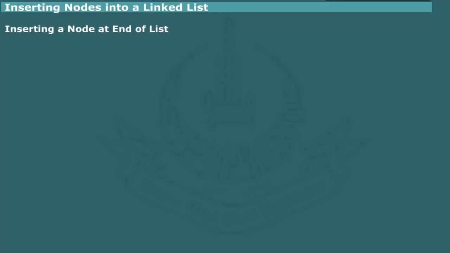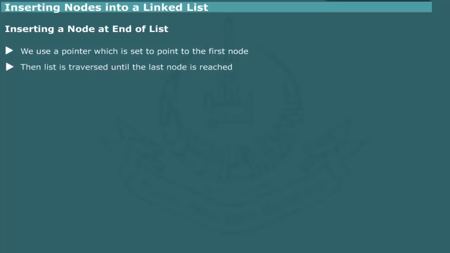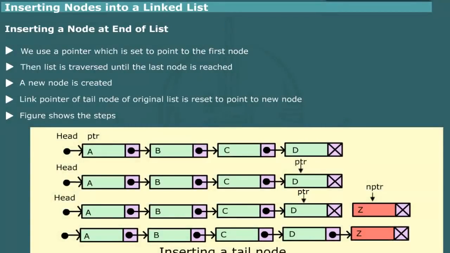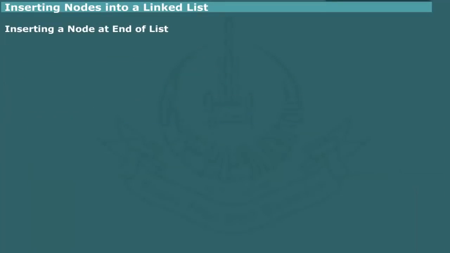Inserting a node at the end of the list. In order to add a node at the tail, we use a pointer which is initially set to point to the first node. Then the list is traversed until the pointer points to the last node. A new node is created and the link part of the tail node of the original list is reset to point to the new node. Figure shows the steps for inserting a tail node.